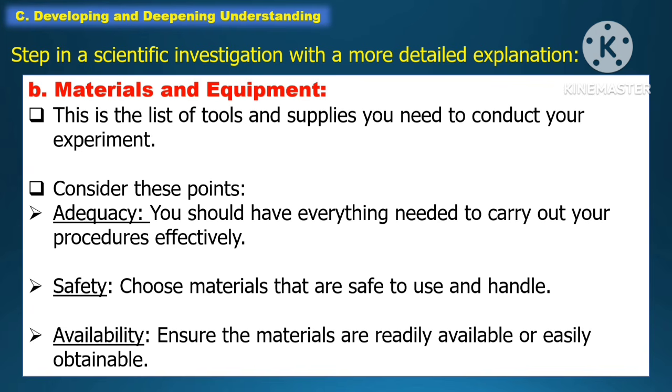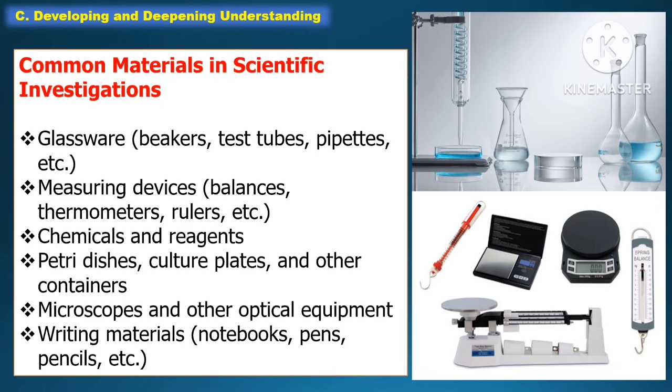The second one is the safety. Choose materials that are safe to use and handle. And the last one is the availability. So ensure the materials are readily available or easily obtainable. The following are the common materials in scientific investigation.